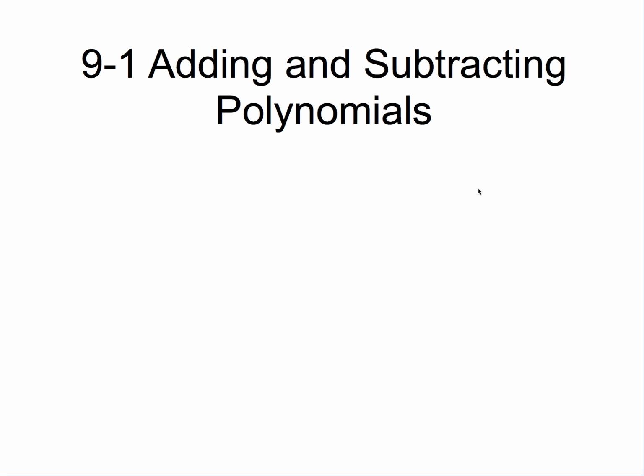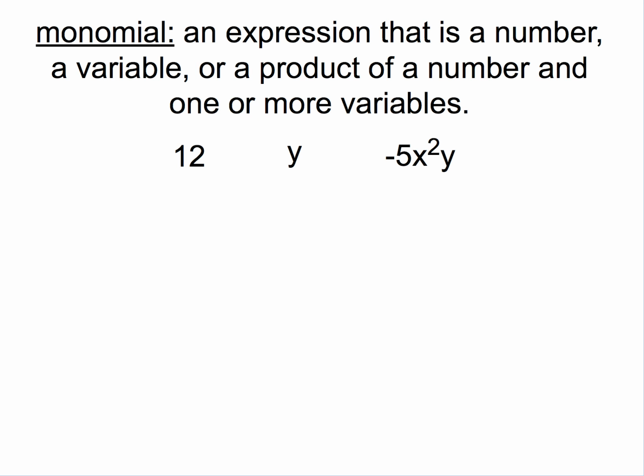Today we're working on Chapter 9, Section 1, which is adding and subtracting polynomials. So a couple definitions first. First we have a monomial, which is an expression that is a number, a variable, or a product of a number and one or more variables. So it could be just 12, it could be y, or it could be this whole thing together, negative 5x squared y. So a number, or a letter, or a number with a letter, or a number with multiple letters.